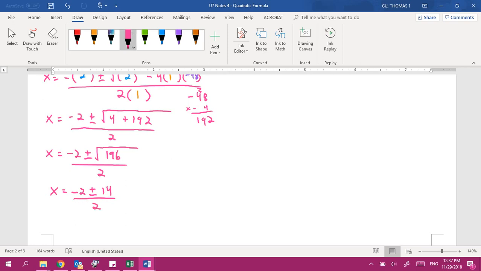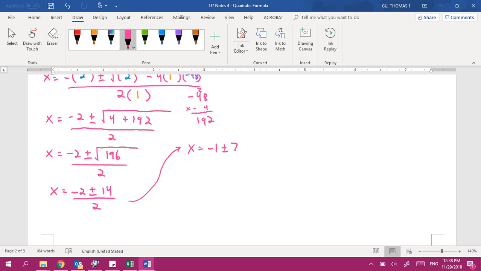Over 2. So now we have negative 2 plus or minus 14 over 2. What should we do next here? You can just work it out right from there. Right. Or you can make all the numbers smaller by reducing, because all of these numbers can be divided by 2. And if we do that, what do we get? X equals negative 1, 7, and that's it, right?